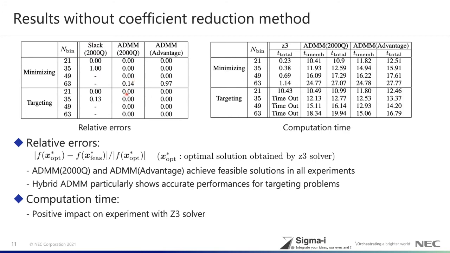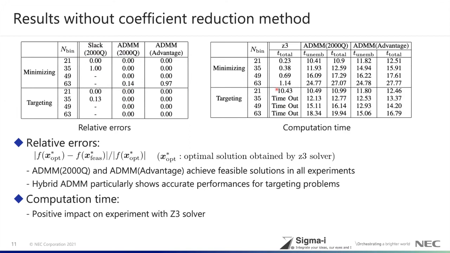Also, the ADMM results are more accurate than those using the slack variables. Thus, we find that the hybrid ADMM outperforms the slack variables in terms of solvable size and accuracy. In addition, the hybrid ADMM particularly shows accurate performance for the targeting problems.